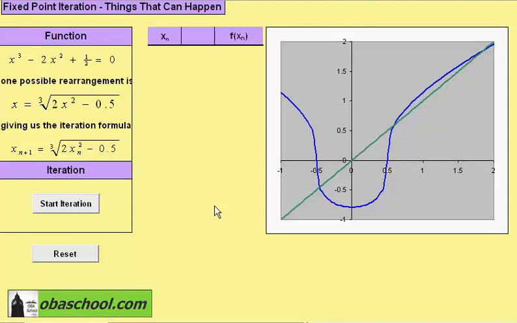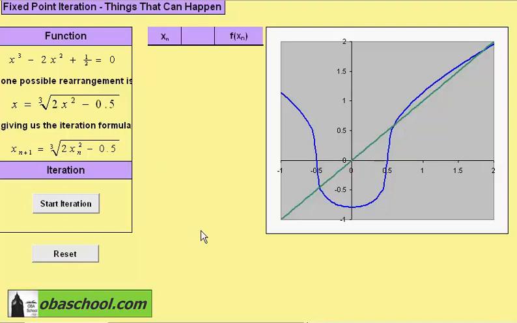As a final example, and this really does go beyond what you'd be expected to know, consider x cubed minus 2x squared plus a half equals 0. This is an equation we've met before. One possible rearrangement of this is x is the cube root of 2x squared minus 0.5. We get the iteration formula x_(n+1) is the cube root of 2 times x_n squared, take away 0.5.